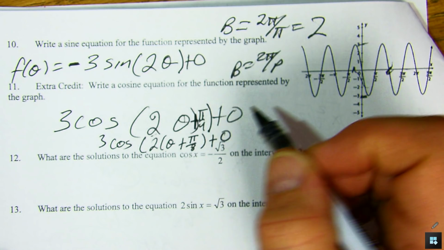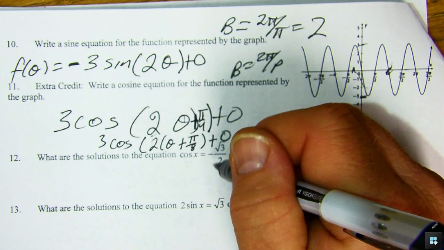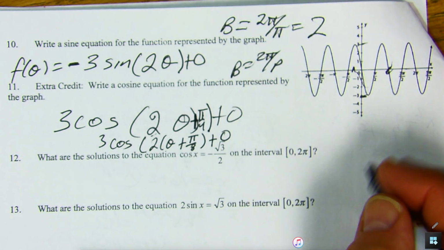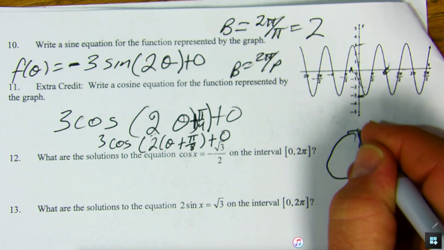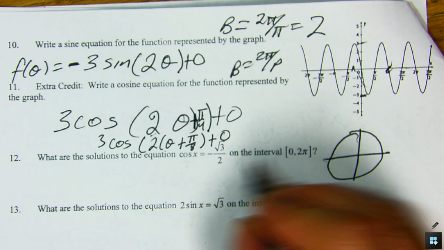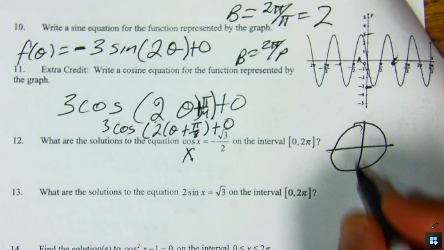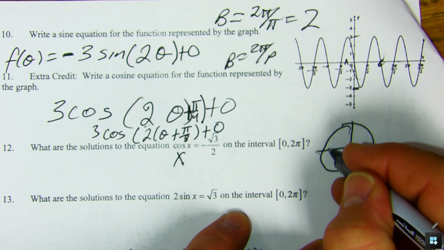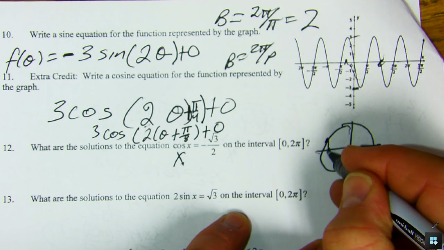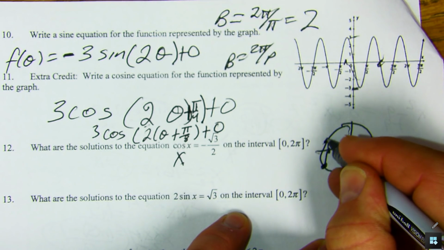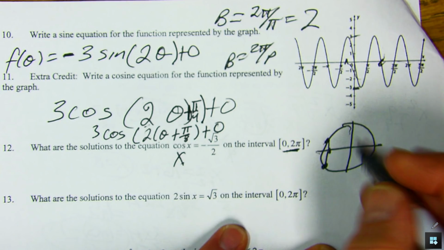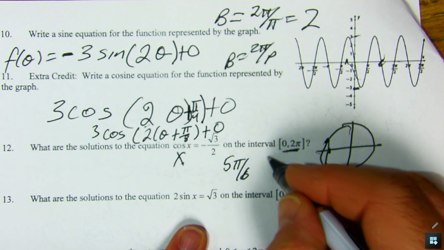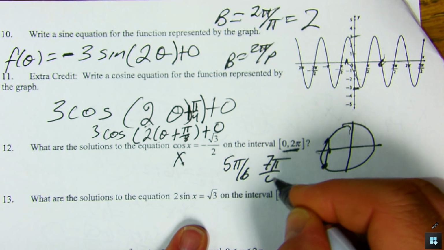Either way, we're good. Okay, what are the solutions to this equation? Cosine of x equals negative square root of 3 over 2. Okay, unit circle. Cosine is the x value. So where is it negative square root of 3 over 2? That's going to be the long one. That's here and here, and it's in radians. So that's 5 pi over 6 and 7 pi over 6.